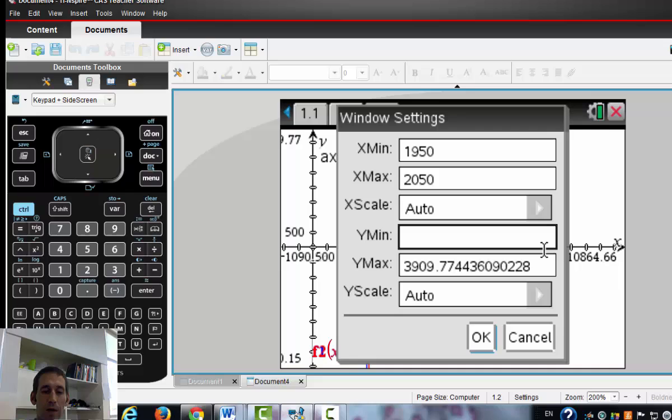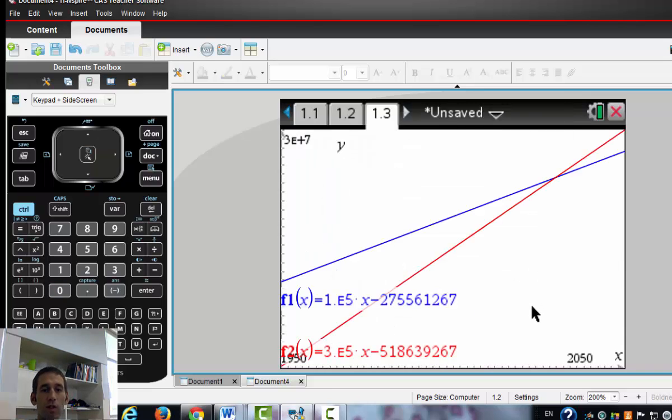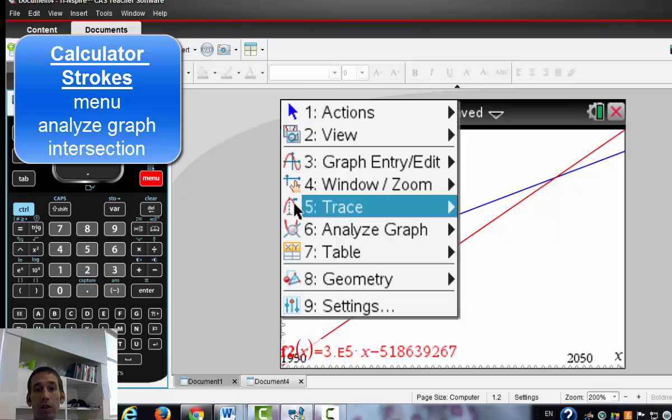The Y minimum, the lowest population, so maybe 3 million. And let's go up to, say, 30 million. So that should give us a window that covers about everything. If we do that, we see where they cross, and it looks like it's a little closer to 2050. We can figure out exactly where that is with a function of the calculator.